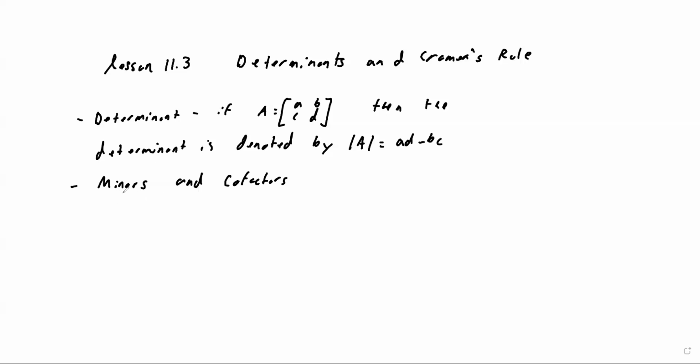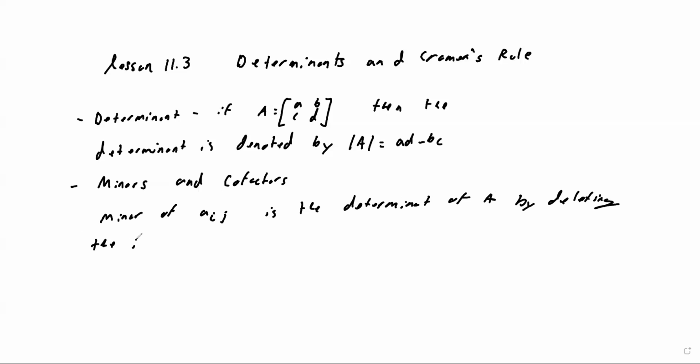All right, so minors and cofactors. Again, minors will help us find determinants of matrices larger than 2 by 2, because it's super easy to find determinants of 2 by 2s. It gets a little bit more complicated for anything larger than that. So a minor of an element, let's call it Aij, is the determinant of A after deleting the ith row and jth column.